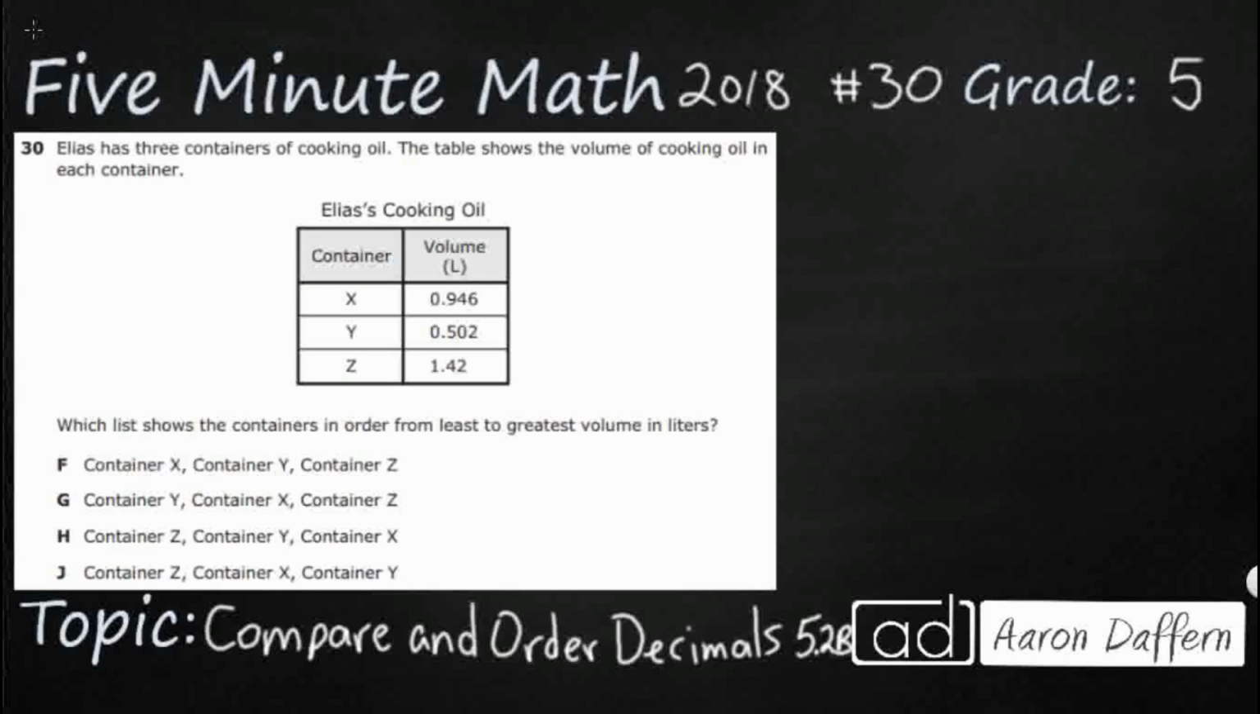So Elias has got 3 containers of cooking oil, and we have container X, container Y, container Z. We need to put them in order from least to greatest. I notice that we have some decimals going 3 places over, and we've got one only going 2 places over from the decimal point. So let's get our place value chart working. Looks like we've only got one place to the left of the decimal. We have up to 3 afterwards.